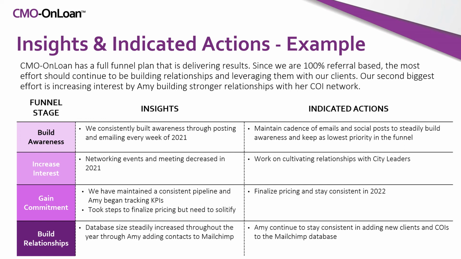Then I'll use just the build awareness example for insights: we did continually build awareness through posting and emailing every week in 2021. And we need to maintain the cadence of emails and social posts to steadily build awareness. But it's still the lowest priority. We're not going to spend a bunch of money. We're not going to go out and do broad awareness. What's really much more important is increased interest, and building relationships is actually our number one priority. So this helps you understand what to do about those results. It doesn't stop with just saying, okay, here are the results. Everybody wants to know how to make them better. So that's what this does.